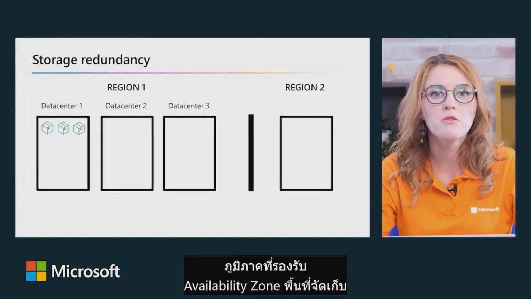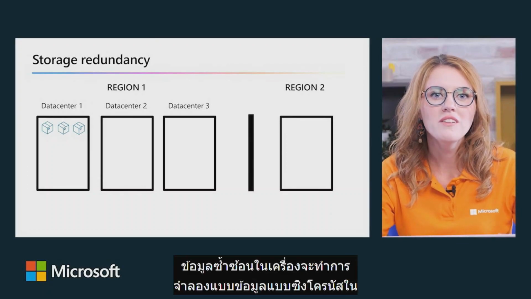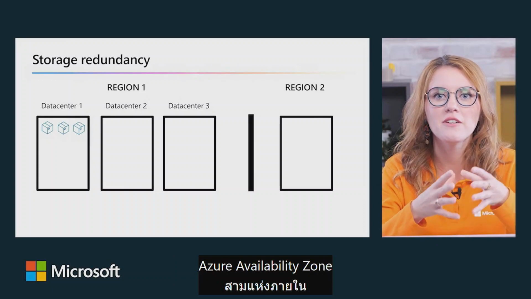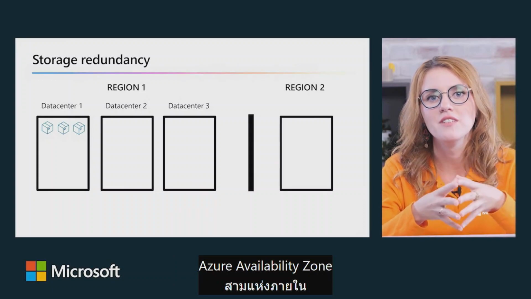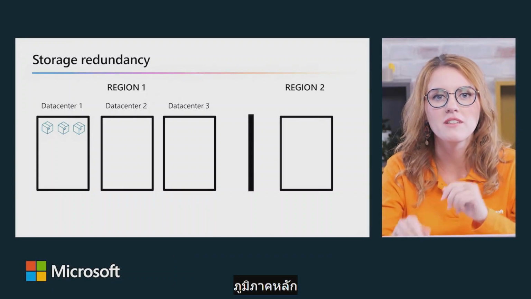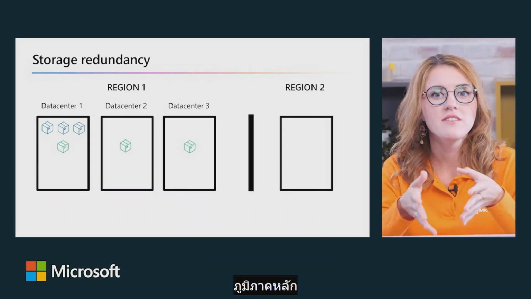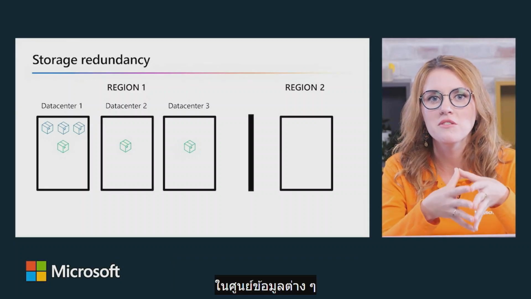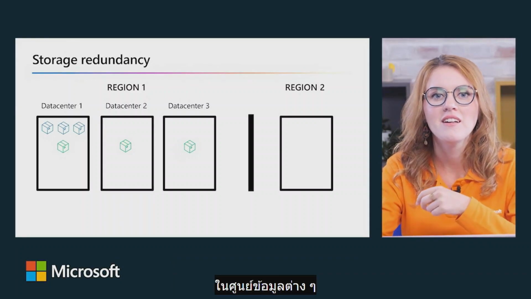For regions supporting availability zones, locally redundant storage performs synchronous data replication across 3 Azure availability zones within the primary region. Zone redundant storage replicates data within a single region across different data centers.